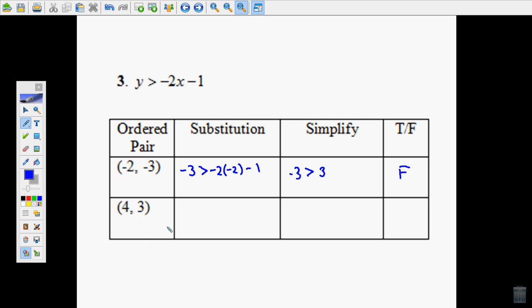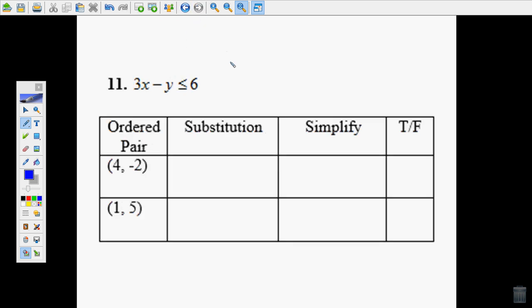What number would you put in for y? 3. What number would you put in for x? 4. So 3 greater than negative 2 times 4 minus 1. Let's simplify that. When you simplified it, you should have 3 is greater than negative 8 minus 1, or negative 9. Is that inequality true or false? That is true. 3 is greater than negative 9. Now, we've had it here where y has been by itself on one side. That doesn't have to be the case. We can have these two variable inequalities written lots of different ways.